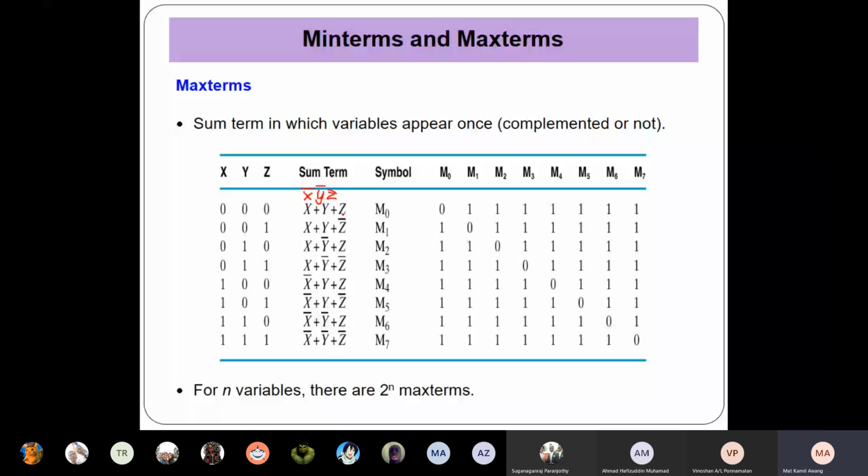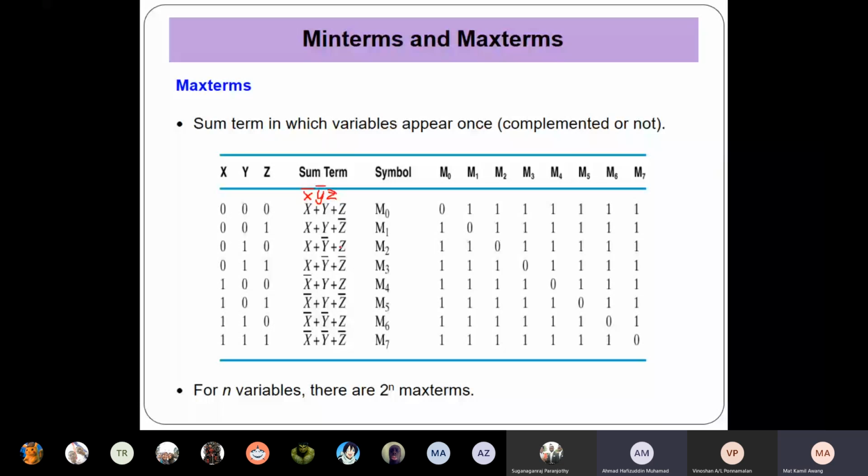So if you look at the max term, it is the complement of x, complement of x plus complement of y plus complement of z. So x is 0 here, whereas in the min term, 0 is the x bar. So don't get confused.